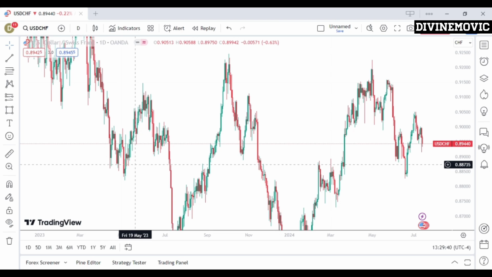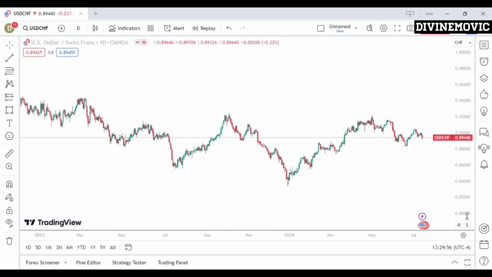Now, how do I know if price is going to the upside or the downside? I simply want to use my support and resistance to identify where the support is and where the resistance is. And that's what I'm going to be using to know if price is going to the upside or to the downside.